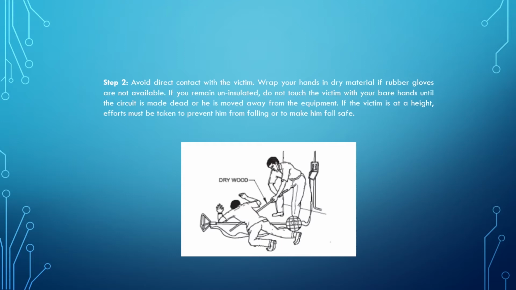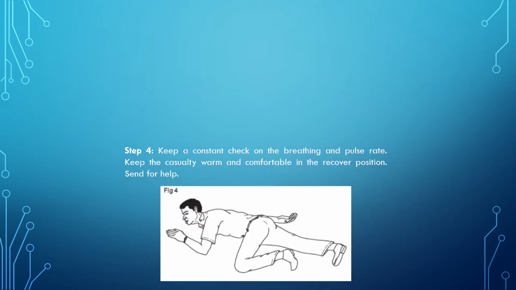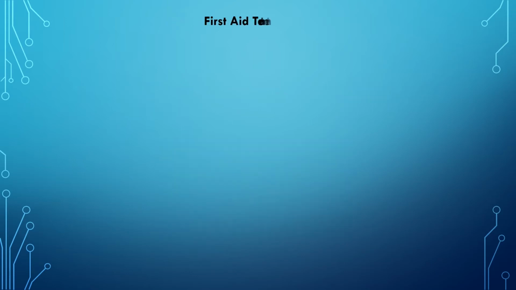Step 3. If the casualty is unconscious but is breathing, loosen the clothing above neck, chest, and waist and place the casualty in the recovery position. Step 4. Keep a constant check on the breathing and pulse rate. Keep the casualty warm and comfortable in the recovery position. Send for help.